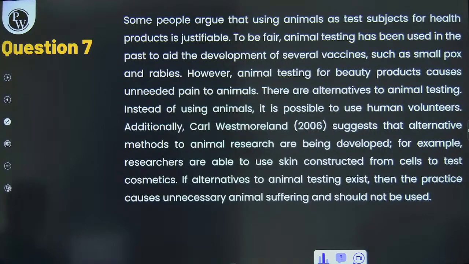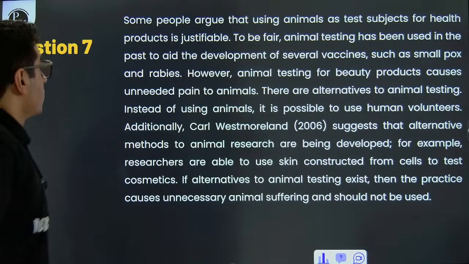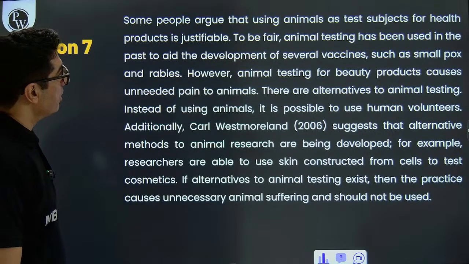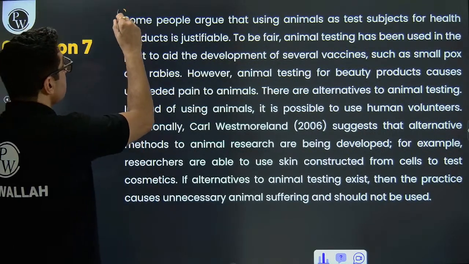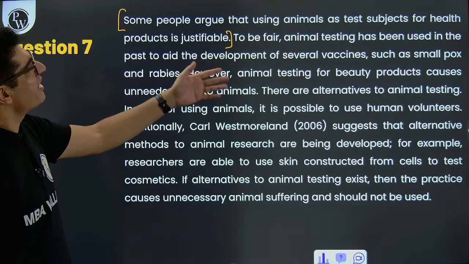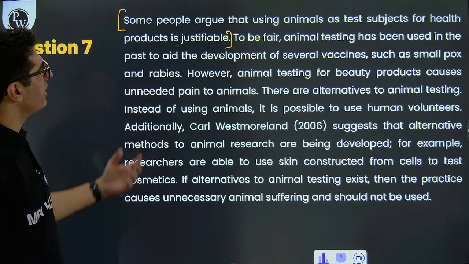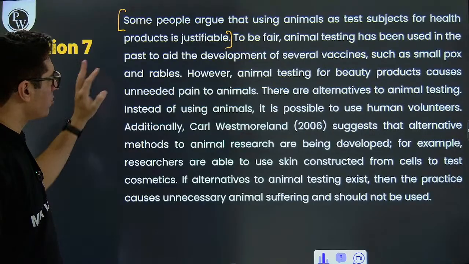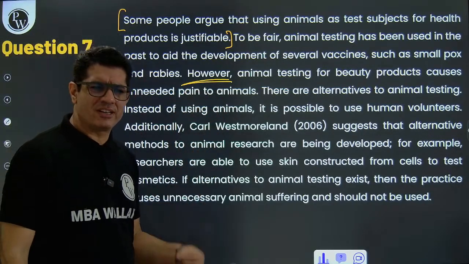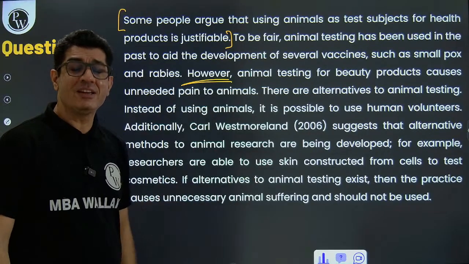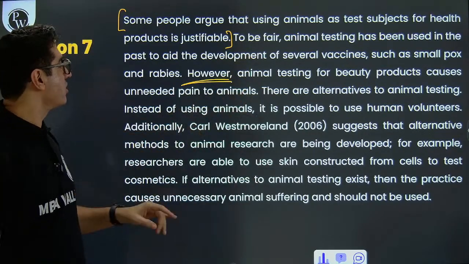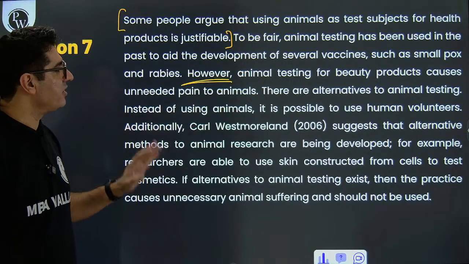Okay, so let's go ahead and then check. So some people argue that using animals as test subjects for health products is justifiable. So this is the take of some people. And then, to be fair, animal testing has been used in the past to aid the development of several vaccines such as smallpox and rabies. Now you notice whenever we use words like however, unfortunately, but, there is going to be the opposite of what we stated. Animal testing for beauty products causes unneeded pain to animals.